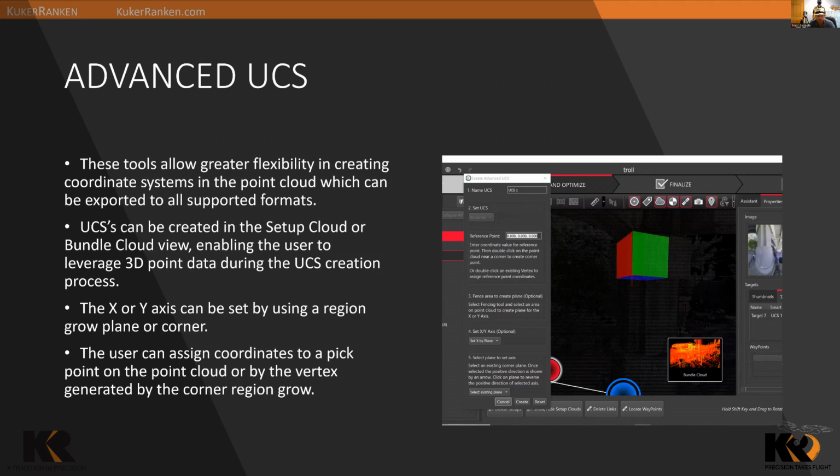I saw him do it with the corner of a building. So if you're scanning and you forgot to do control, you go out, you shoot the corner of a building on the ground, and there you have control. It's a great little tool to add to your tool belt. So this will be under the advanced UCS tools in your toolbar up here.